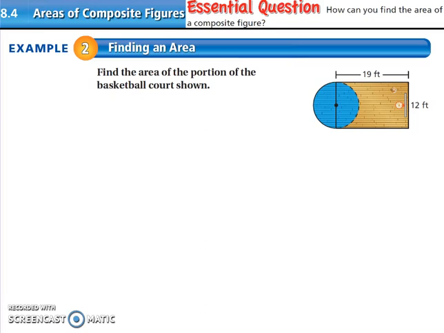Hello, today we're going to be discussing section 8.4, which is on areas of composite figures. Our essential question for the day is, how can you find the area of a composite figure? First, we need to understand the meaning of a composite figure.